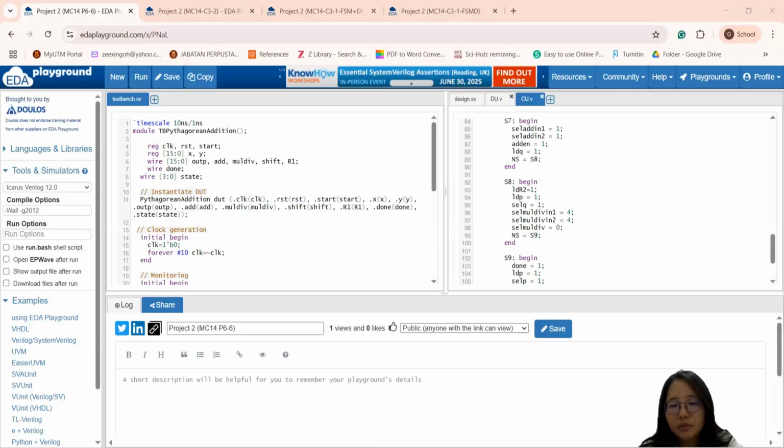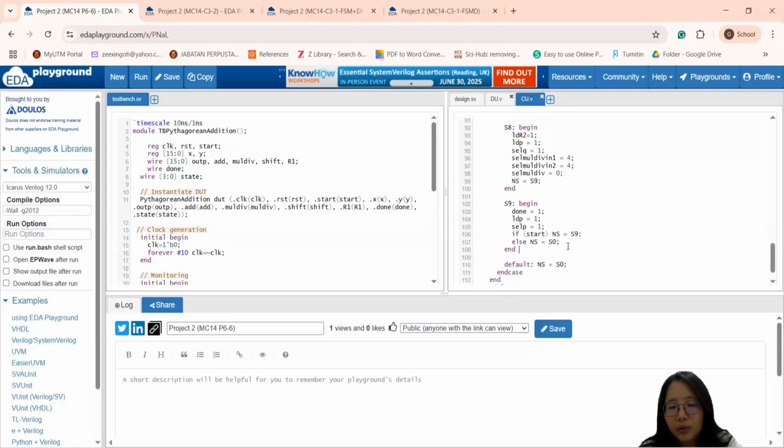So I will get the result of Q. Then at step 9, I will give done equal to 1. And then I will choose the P result at the selector. So at step 9, when start equals 1, I will stay at state 9. And if start equals 0, I will go back to S0 and start a new cycle. So here, we can simulate it.